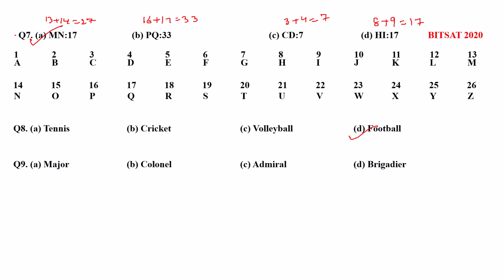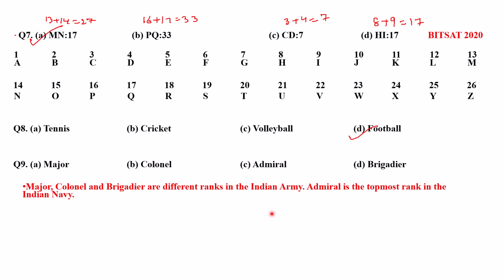Next is major, colonel, admiral and brigadier. So now they all are ranks. Major, colonel and brigadier are different ranks in the Indian Army, whereas admiral is the topmost rank in the Indian Navy. So there is a difference in the rank, isn't it? A, B and D are ranks in the Indian Army, whereas the C option is a rank in the Indian Navy.